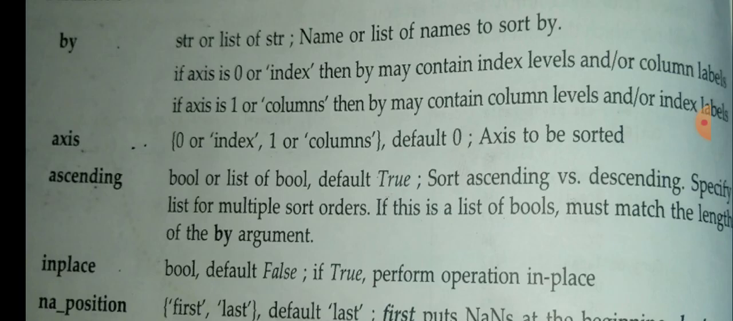And then na_position. We know that some NaN values are also there, meaning not a number. By default it is last, so they appear in the last position, but if you put it as first, then they appear in the first position. So these are some of the parameter values for the sorting function.